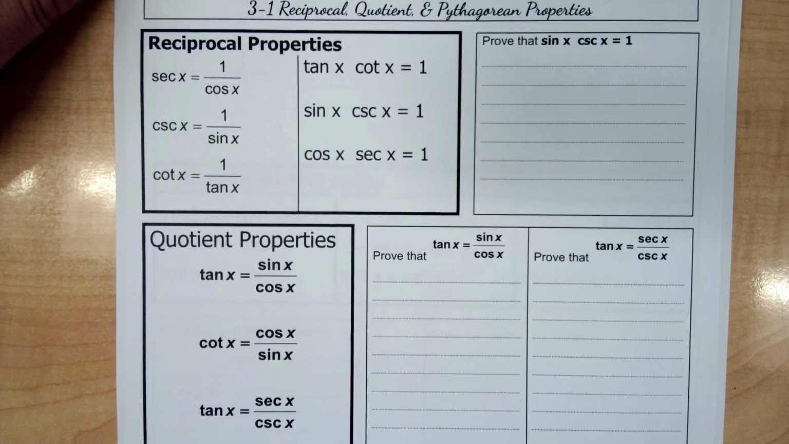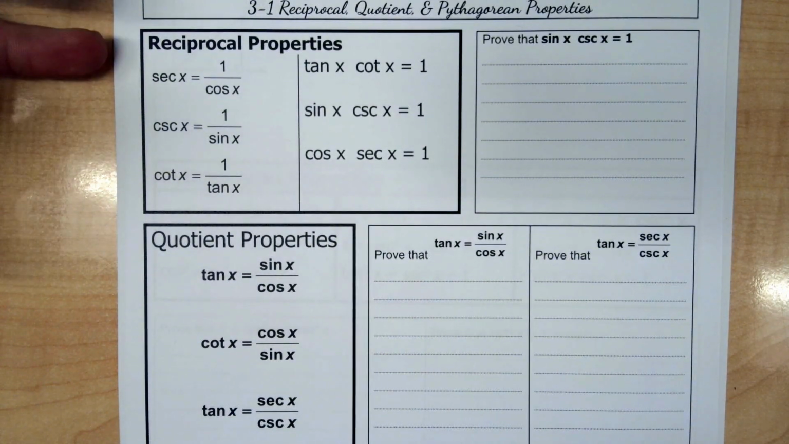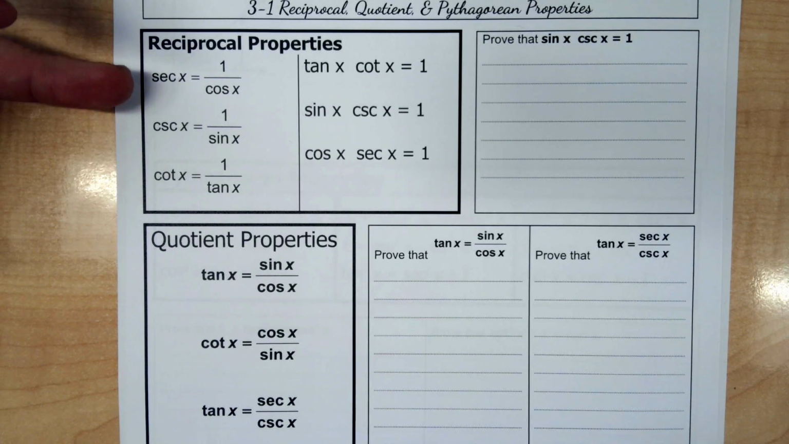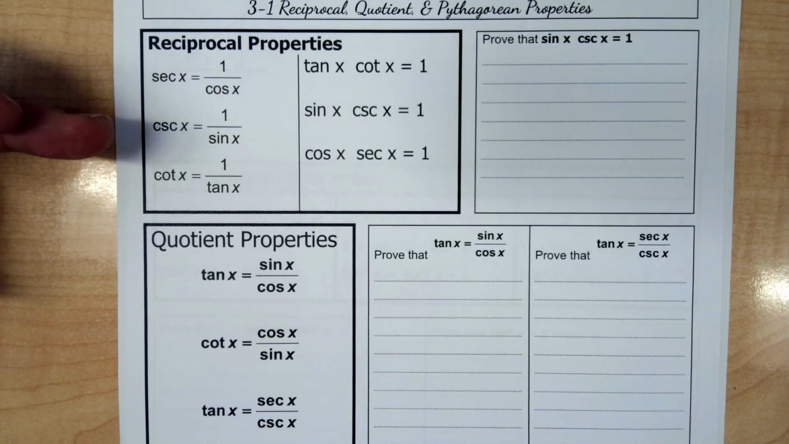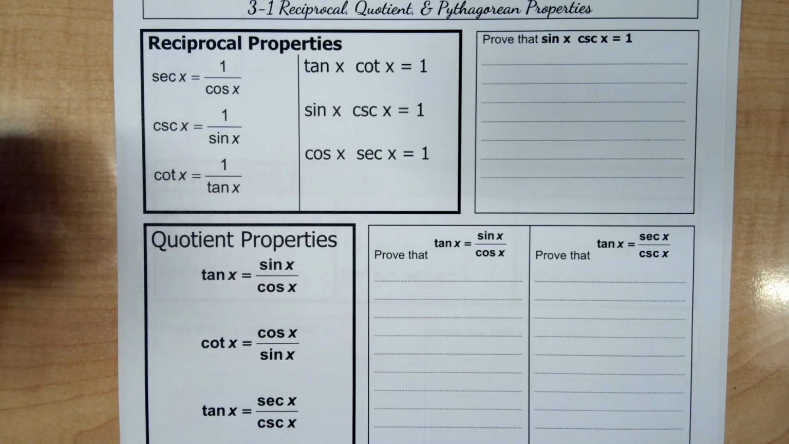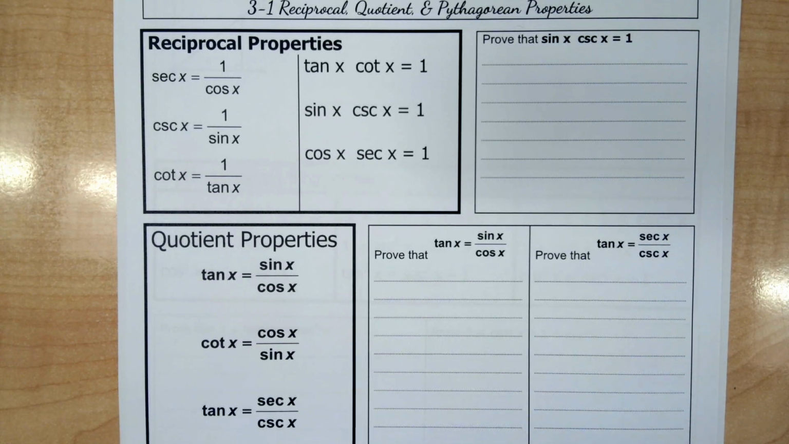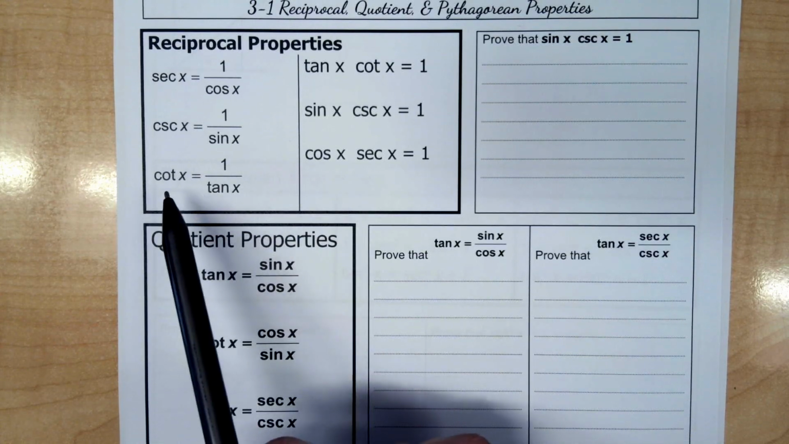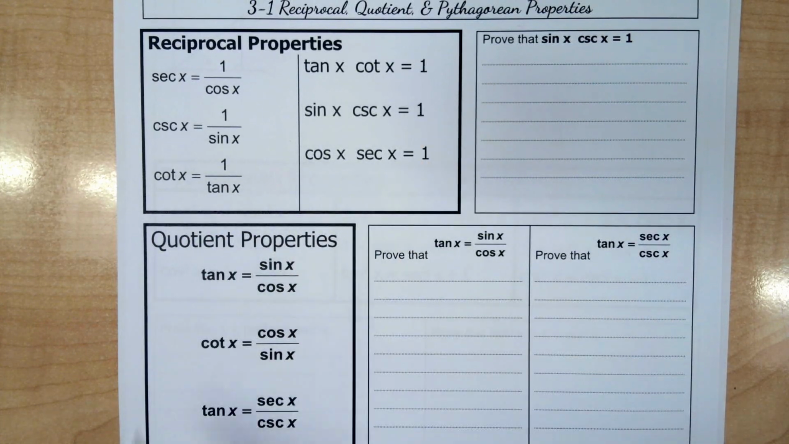So we have three reciprocal properties where the secant equals 1 divided by the cosine, the cosecant equals 1 over the sine, and the cotangent equals 1 over the tangent. That means that whenever you multiply any trig function by its reciprocal, you should get 1, because 1 over tangent times tangent over 1 should equal 1.